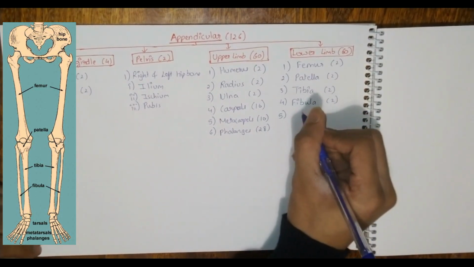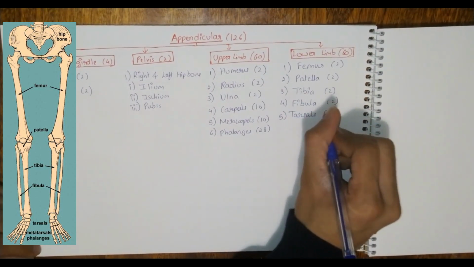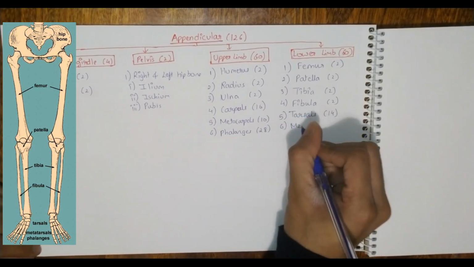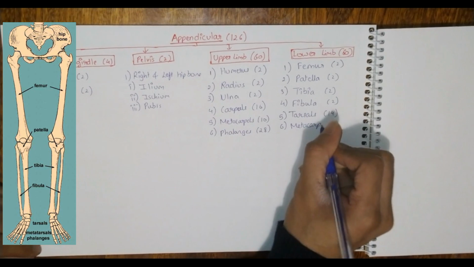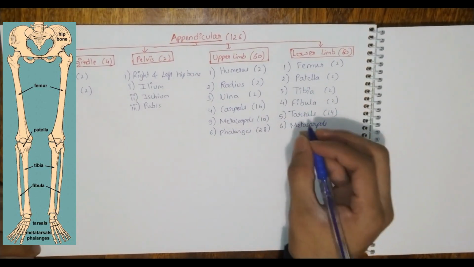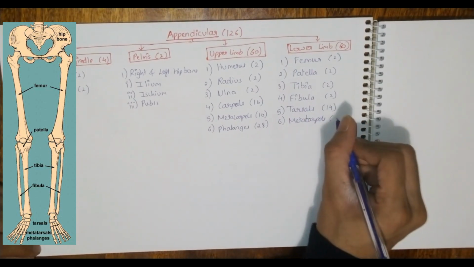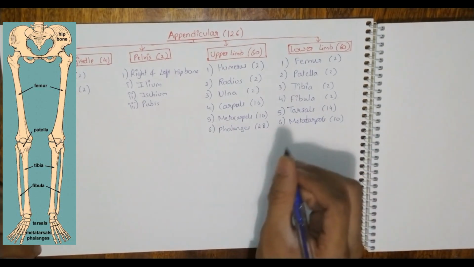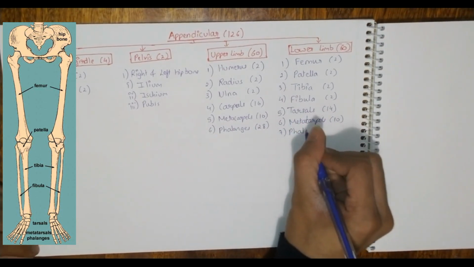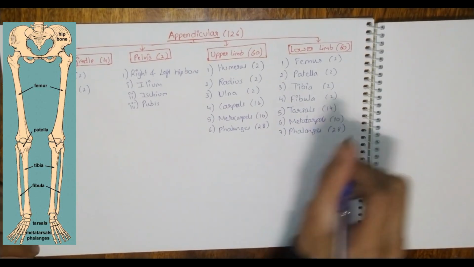Now here comes the tarsals. There are 14 tarsals. And metacarpals, metatarsals. In upper limb we've got metacarpals, and in lower limb we've got metatarsals. So there are 10 metatarsals, the same as metacarpals, and phalanges, the same as upper limb.